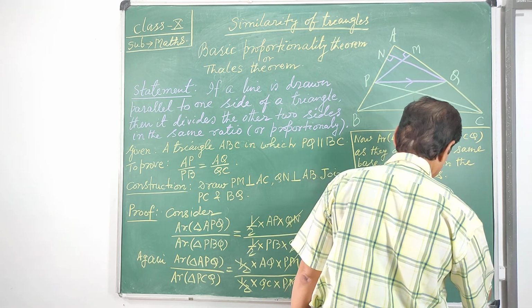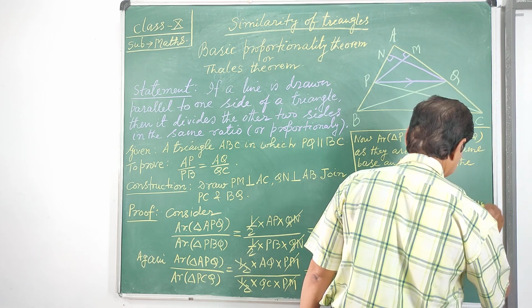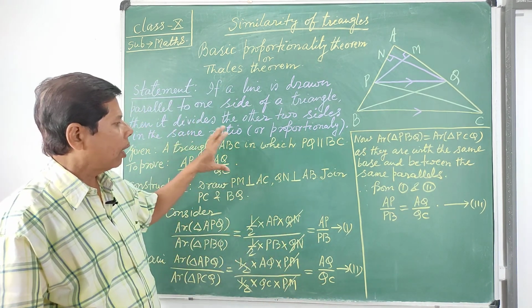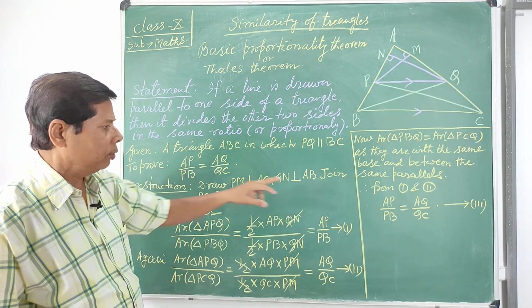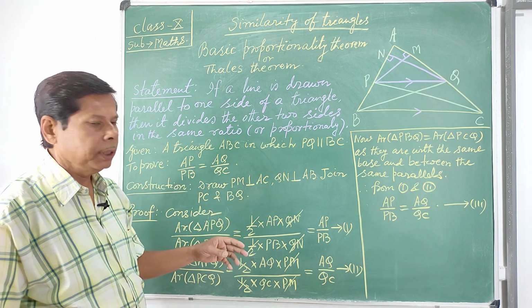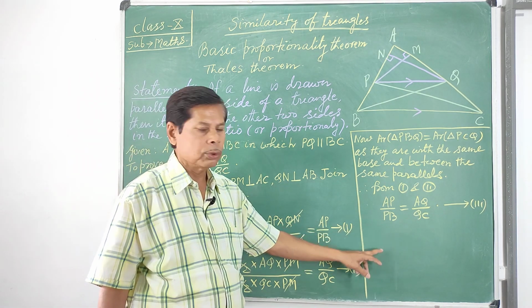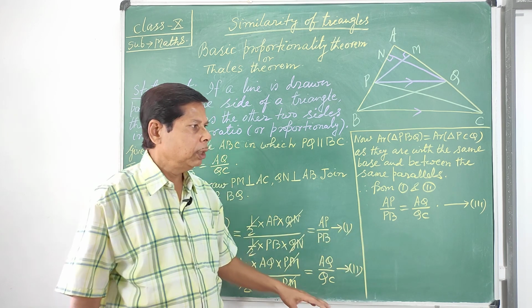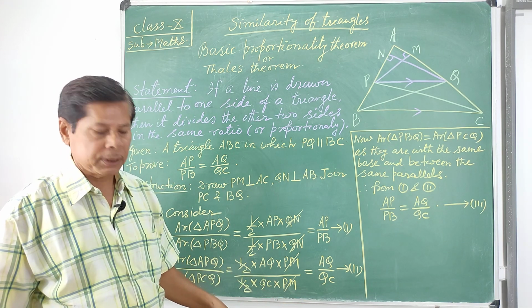So this is your result number 3. If the theorem is asked, then we have to prove up to this only: AP by PB equal to AQ by QC, which we have shown already. But two more results are there which will be used in the course of solving problems, and I shall mention those two more results. Any one of these three can be used in solving the problem by stating it as the basic proportionality theorem.